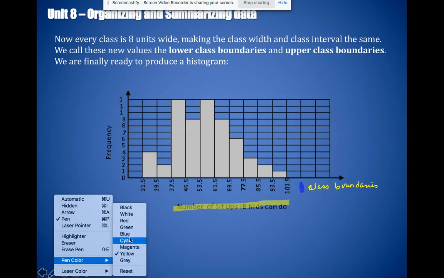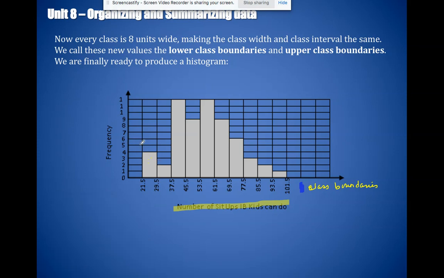You can kind of think about pouring, right? I'm going to pour data into here and into here and into here, right? But because of my class boundaries, which were created after I made my classes, no piece of data will fall on a boundary. I will never have that. All my data will fit in one of those bars.